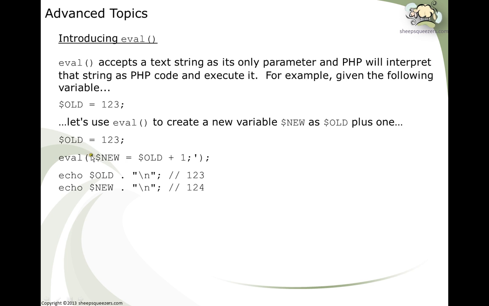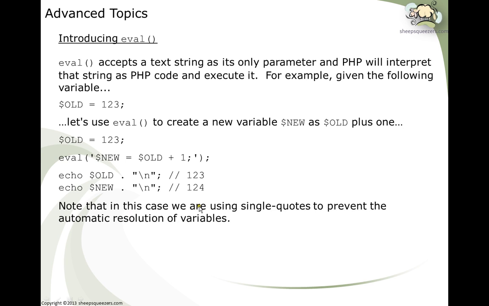The reason I'm using single tick marks is so things don't resolve automatically. $new won't resolve, $old won't resolve, but what PHP will see is the code $new equals $old plus 1, semicolon. And then at this point, once it's done scanning this, it'll say, okay, now it's time for me to execute this code. It'll then do $new equals $old plus 1, just as if you typed it in right here by yourself instead of using the eval. And then the result is $old is still 123, and $new, which will be available at this point in the code, is 124.